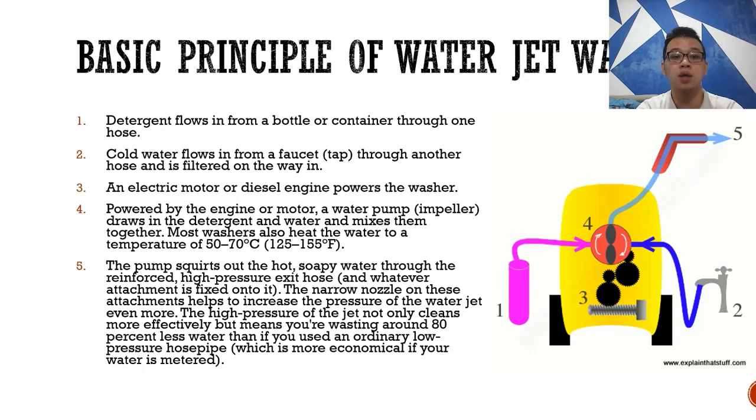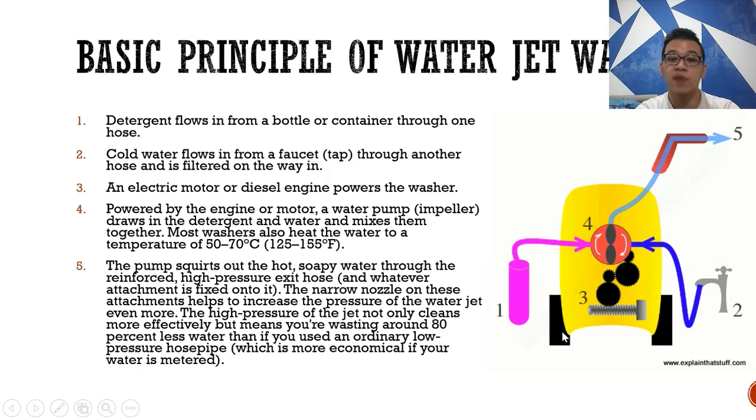Most washers also heat the water to a temperature of 50 to 70 degrees Celsius, which is equal to 125 to 155 degrees Fahrenheit. The fifth step, the pump squirts out the hot soapy water through the reinforced high pressure exit hose and whatever attachment is fixed onto it. The narrow nozzle on this attachment helps to increase the pressure of the water jet even more. The high pressure of the jet not only cleans more effectively, but means you are wasting around 80% less water than if you use an ordinary low pressure hose pipe, which is more economical if your water is metered.